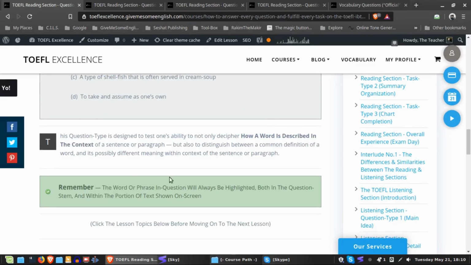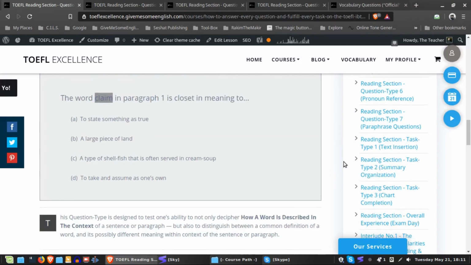So one thing with this one is that this question type is designed to test one's ability not only to decipher how a word is described in the context or paragraph of the sentence, but also distinguish between a common definition of the word and its possibly different meaning within the context of the sentence or paragraph. So what I'm saying there is that one of the ways that this question type tries to trick you is that they use definitions which are not the most common. So that's one of the tricks that you have to look out for with this question type.